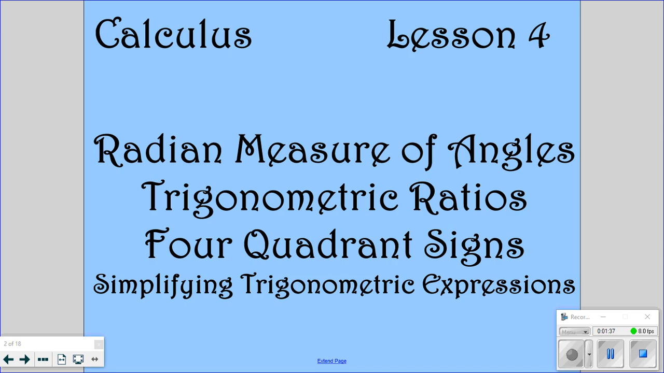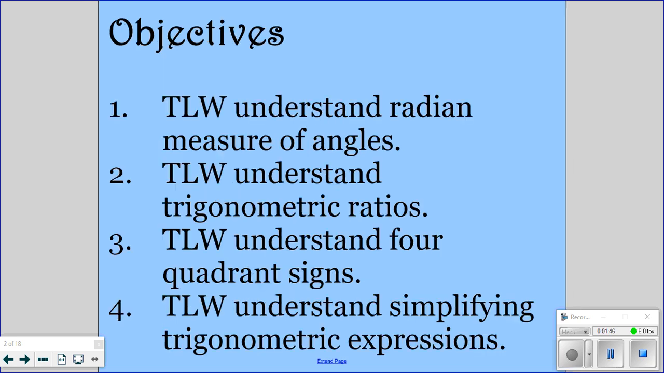Okay, so we're looking at lesson 4 today. We're looking at radian measure of angles, trig ratios for quadrant signs, and then simplifying trig expressions. So radian measures, we're going to review that. Hopefully you dealt with that in pre-cal last year. Same thing with your trig ratios. You really should have learned it in geometry, maybe even in algebra 2. So that should be review. Your 4 quadrant signs, you should definitely have learned last year in pre-cal. And then the simplifying trig expressions, you should have done in pre-cal. The way that it does it may be a little bit different than what you did last year, but all of this should mostly be review from last year.